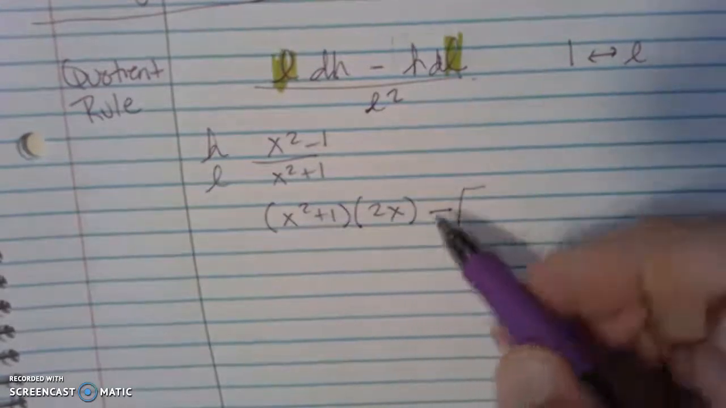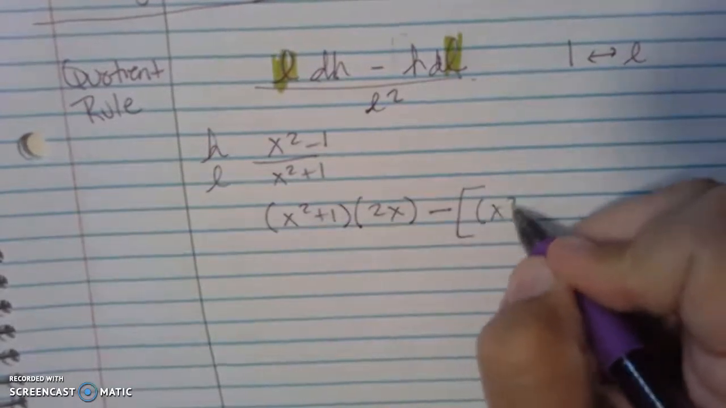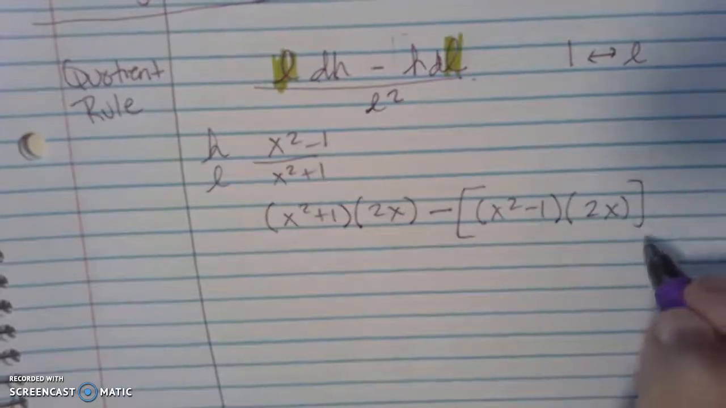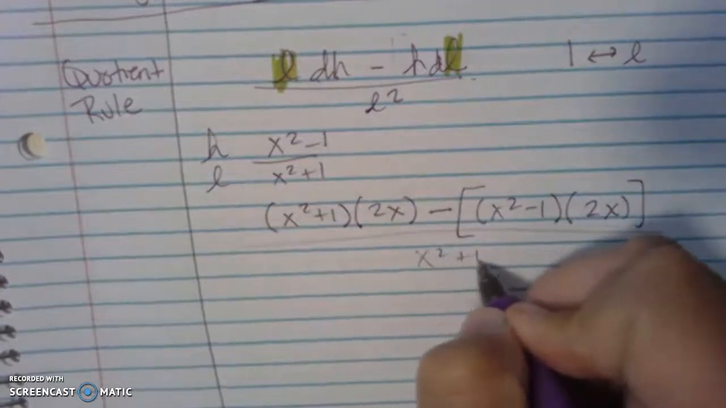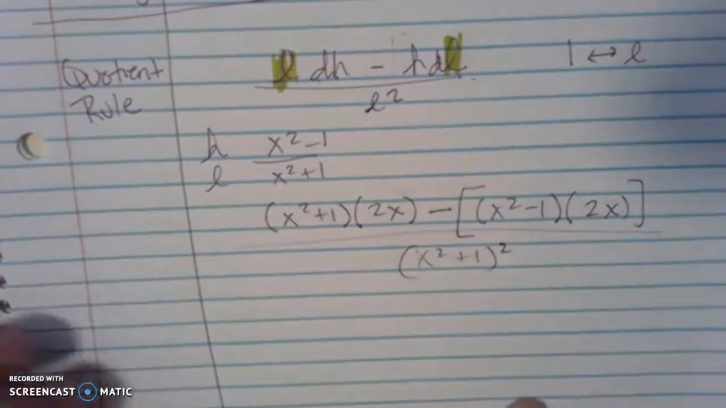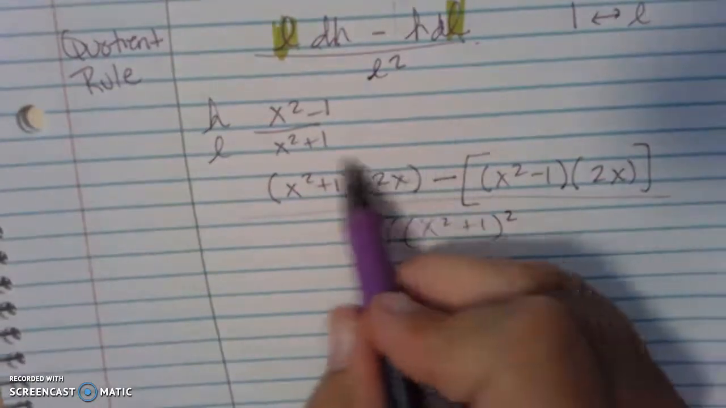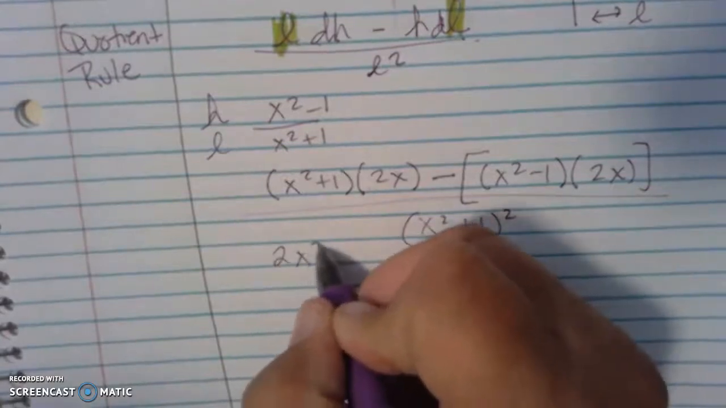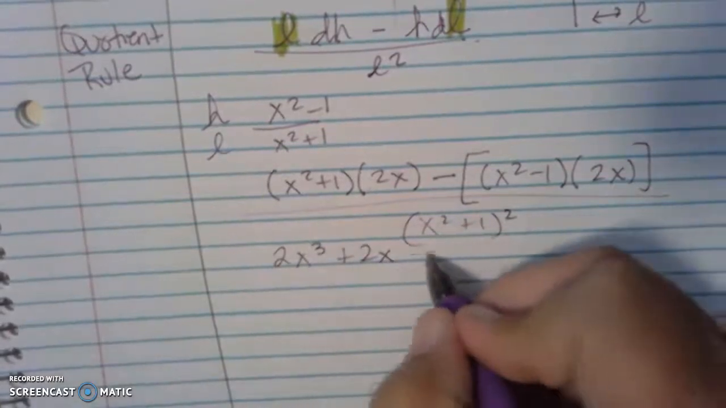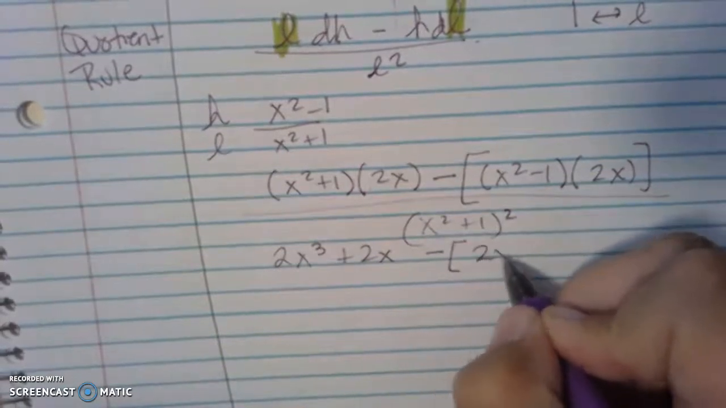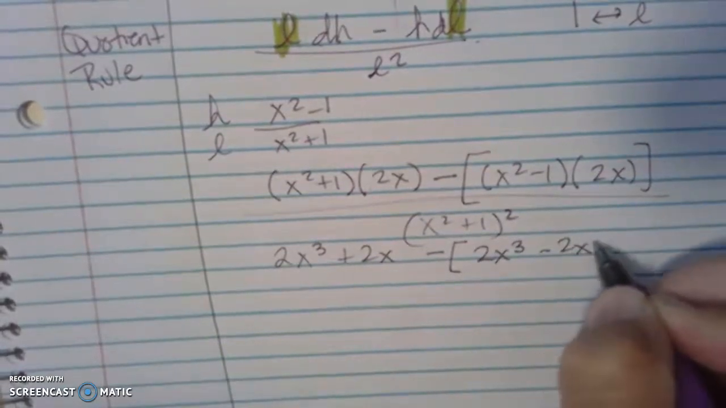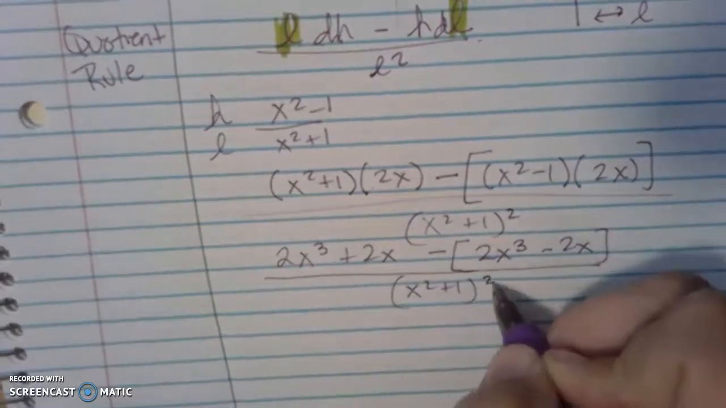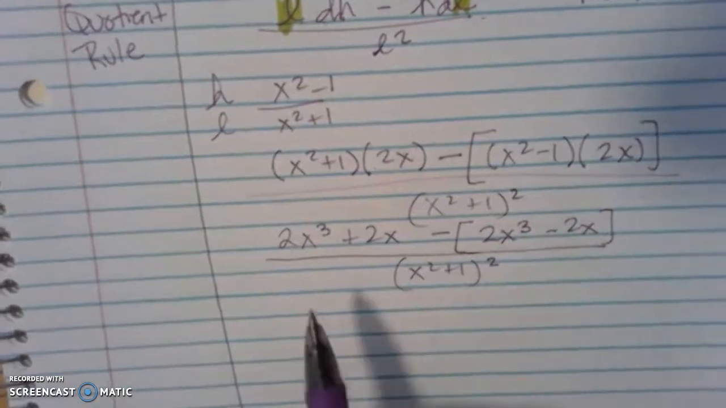So low d high minus high d low: x squared minus 1 times the derivative of the low, which is 2x, all over the low, x squared plus 1, quantity squared. Now let's simplify. We're going to do the distributive property here, and we get 2x to the third plus 2x minus 2x to the third minus 2x, all over x squared plus 1 quantity squared.